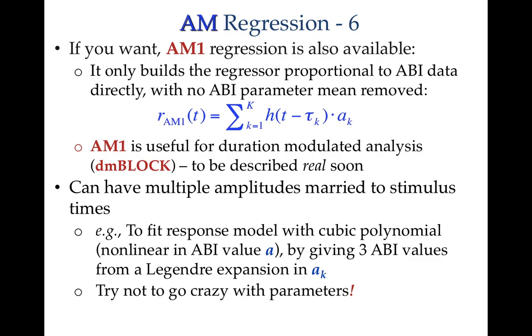You can have multiple amplitudes married to the stimulus times. You can have multiple ABI, and I'm not going to make any polygamy jokes here. But one application of this has been to fit a response model using cubic polynomials, that is to say, nonlinear in the ABI value A, by giving the three values in a polynomial expansion in A. For example, the simplest thing would be to supply A, A squared, and A cubed married to each time. But it's a little better to do that using Legendre polynomials.